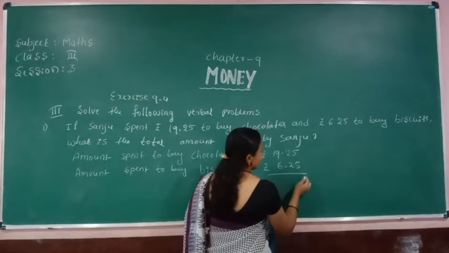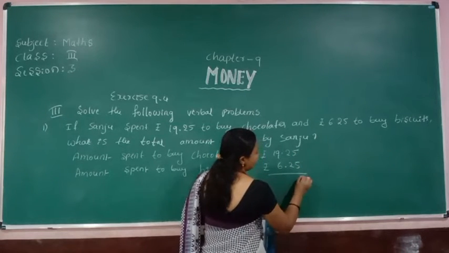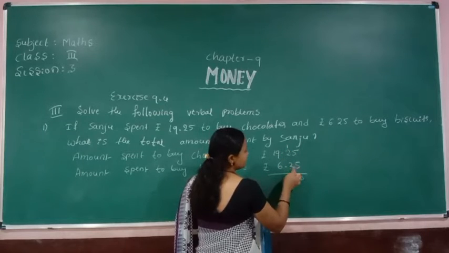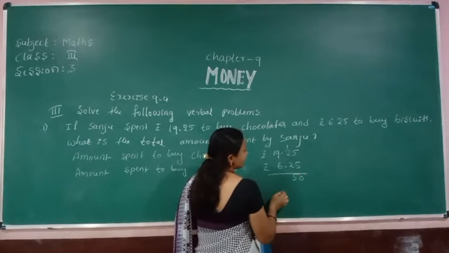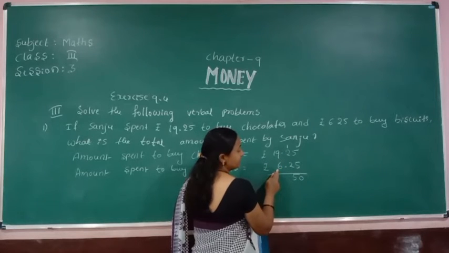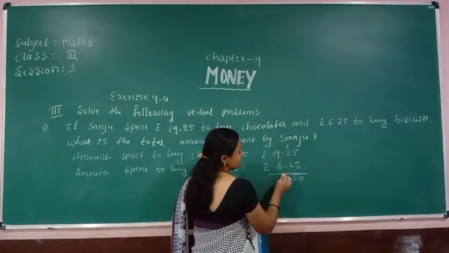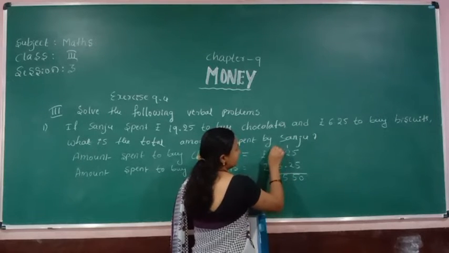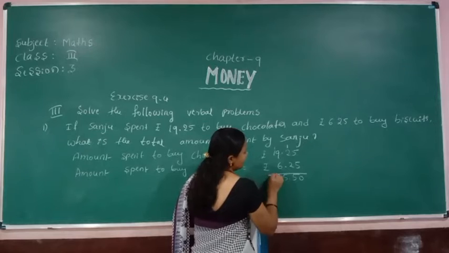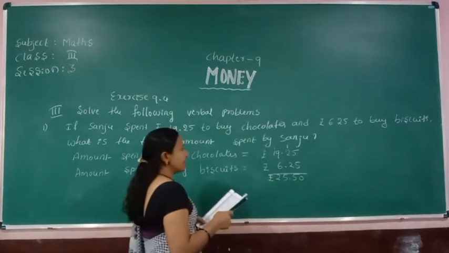So 5 plus 5 here is 10. Okay, so give a carry of 1 here. 2 plus 1 is 3. 3 plus 2 is 5. Okay, so next one, 9 plus how much is given here? 6. 9 plus 6 is 15. Give a carry of 1 here. 1 plus 1 is 2. So here, rupees 25.50 paise.